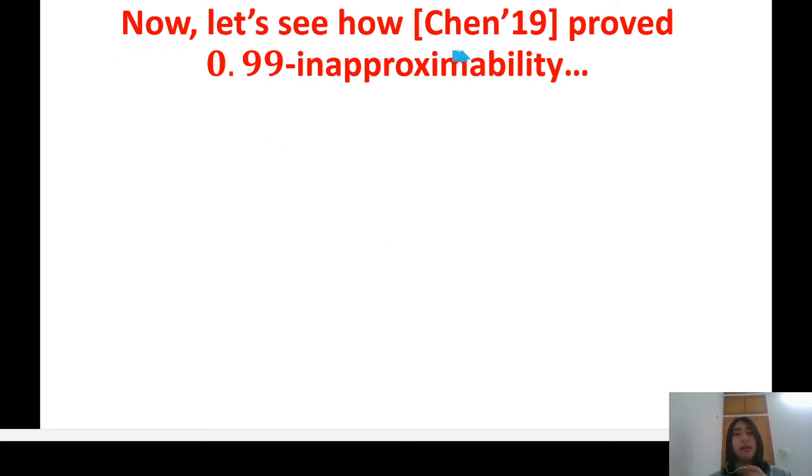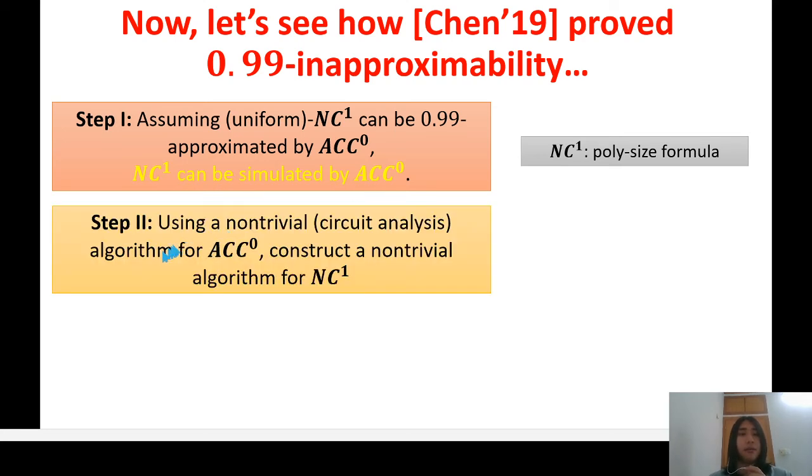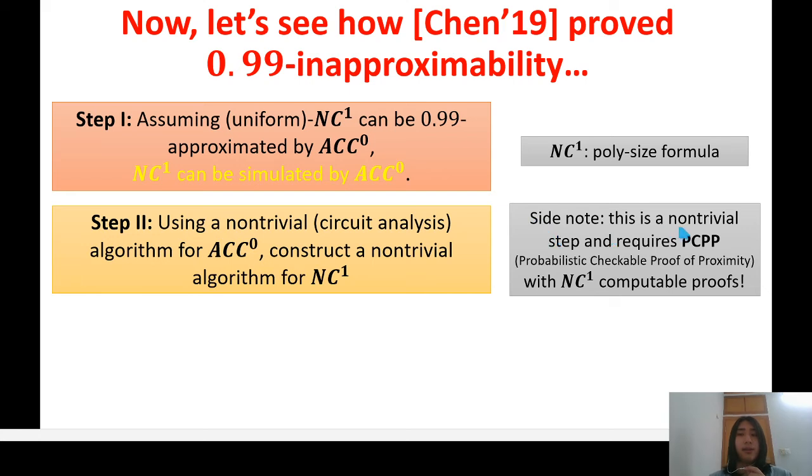Anyway, let's see how Chen proved the 0.99 lower bound. Of course, it's proven by contradiction, and we assume that NQP can be 0.99 approximated by ACC0. And in particular, NC1 can be 0.99 approximated by ACC0. Here, NC1 means polynomial size formulas. It's a subclass of P. Then, using some good self-reducibility properties for NC1, Chen proves that under this assumption, NC1 can be simulated by AC0. That is, NC1 is equivalent to AC0. And as we have non-trivial algorithms for AC0, we also have non-trivial algorithms for NC1. Notice that this step is non-trivial and requires PCPP, but anyway, let's just assume it's true.